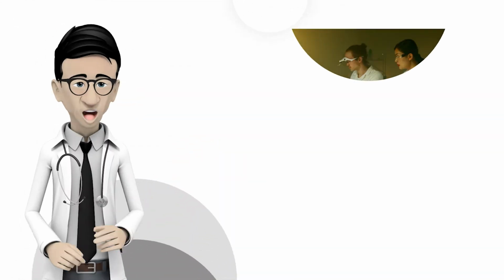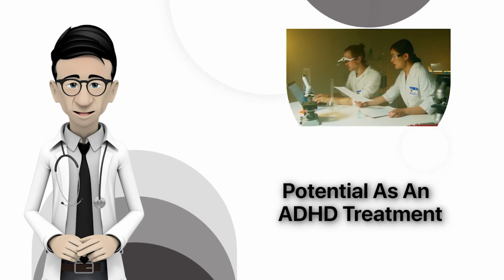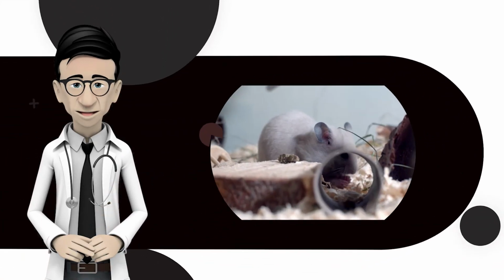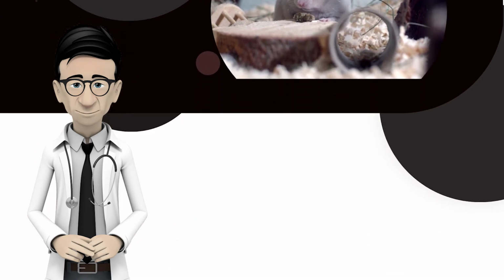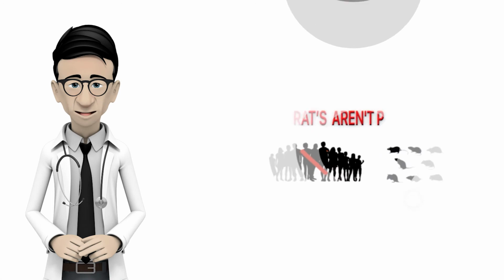Some scientists think caffeine has potential as an ADHD treatment because of its effect on dopamine levels, which improved memory and attention in rats. In another study, when hyperactive rats were given caffeine before they went through a maze, they got better at it. This suggests caffeine can improve spatial learning. While these studies are interesting, rats are not people.